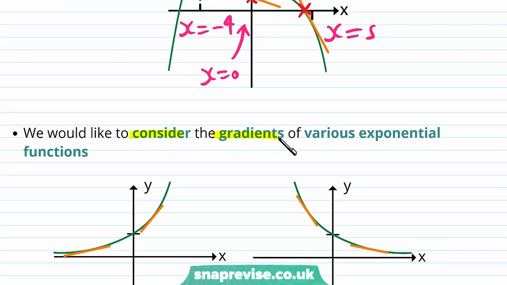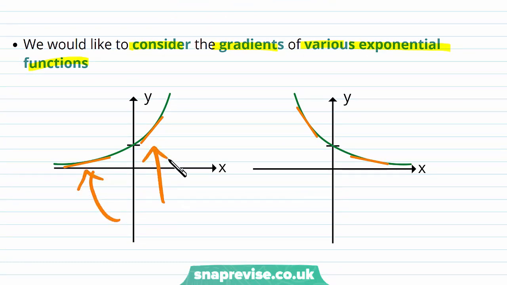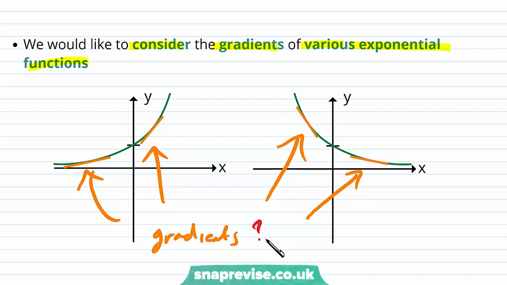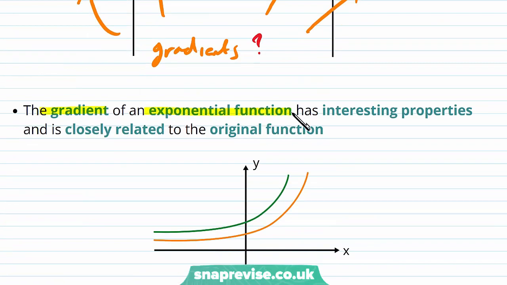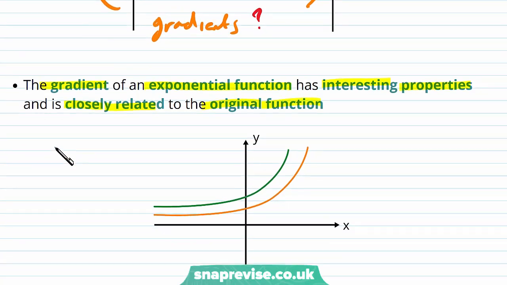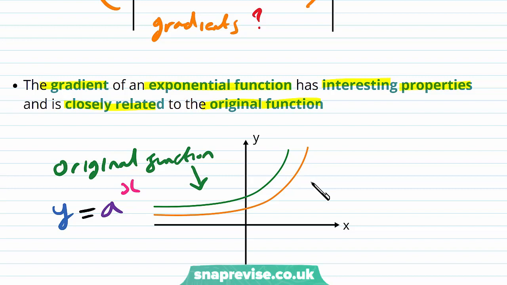We would like to consider the gradients of various exponential functions. At each of these points on these exponential graphs, we'd like to know the gradients in general. The gradient of an exponential function has interesting properties and is closely related to the original function. So the original function, let's say, is of the form y equals a to the x. Then we are able to relate the gradient, as we plotted here, to the original exponential function. But we need to see exactly how we can do that.